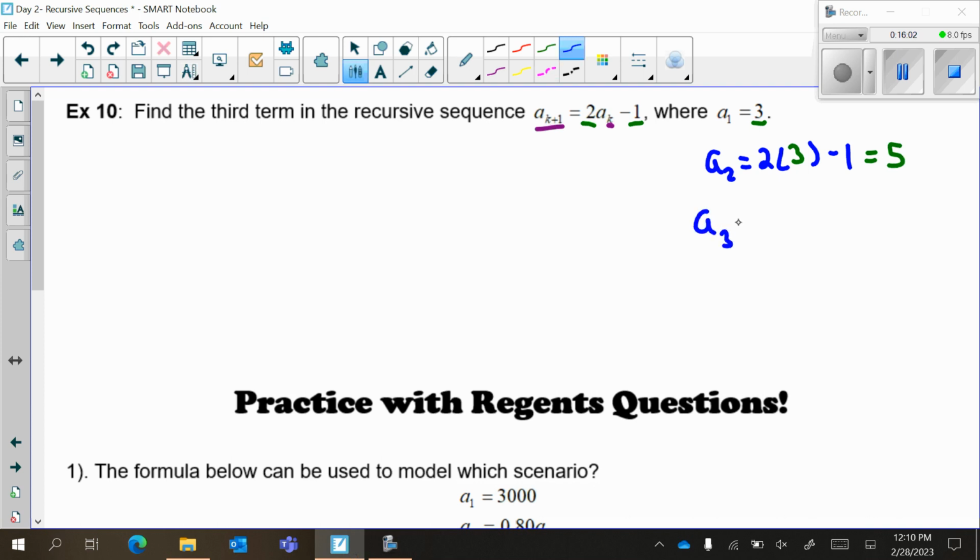Then the third term, a sub 3, would be 2 times something minus 1. That something is 5. What came before it? This would be 9. So a sub 3 is 9.